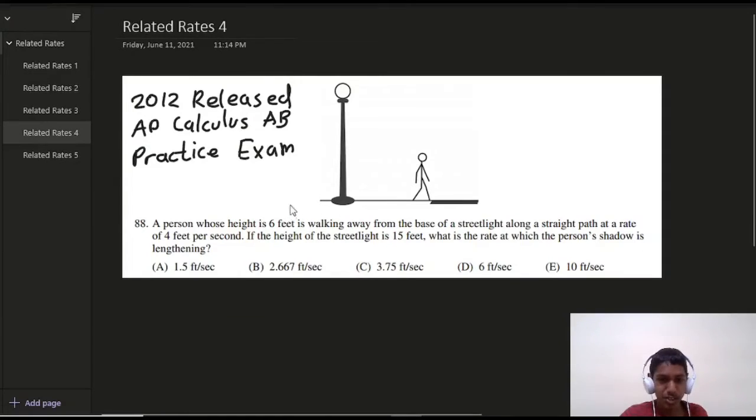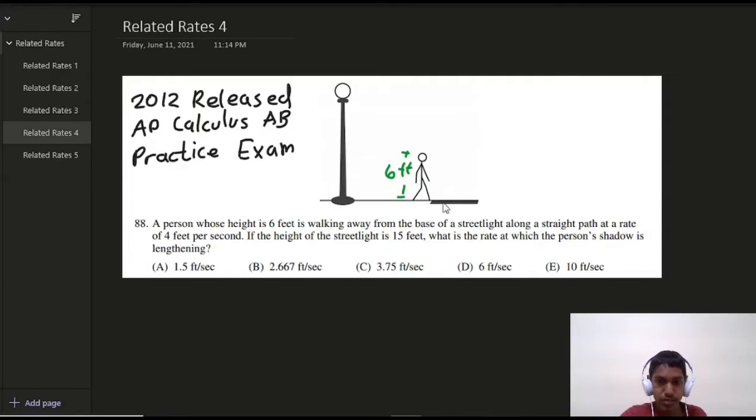Okay, so our next problem is a multiple choice. This is from the 2012 practice exam. So let's take a look. Okay, so a person whose height is 6 feet. So I'm gonna label this man 6 feet. Make this a little more clear.